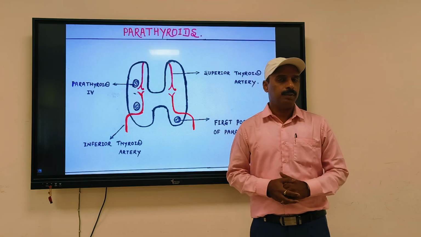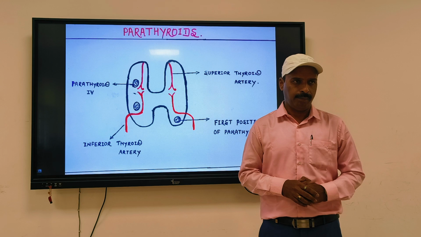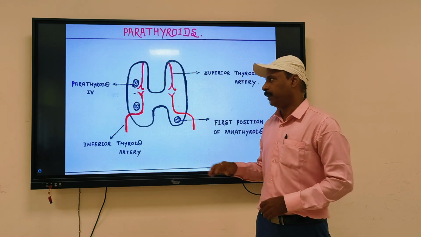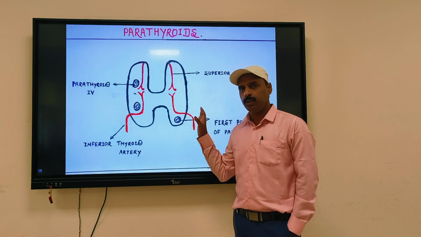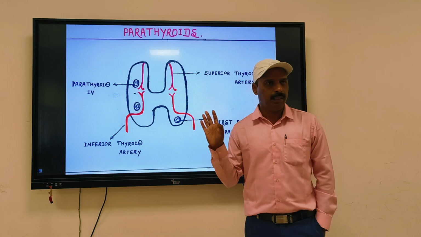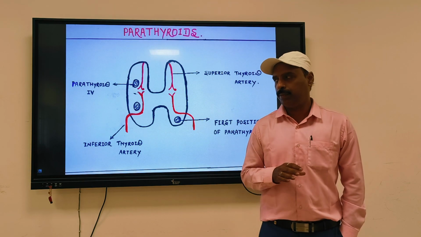This can be asked for the short notes. Thyroid can be asked for the long question. But parathyroid can be asked as a short note, so you can remember that. So this parathyroid gland is one of the important endocrine glands.